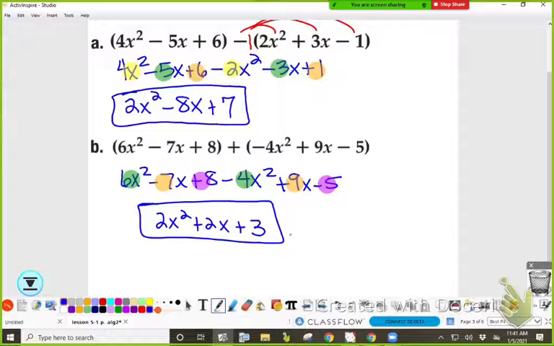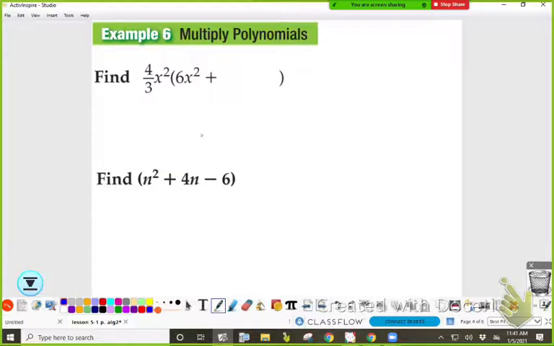Flip your note packet over, we're going to start multiplying. I have 4/3 x squared times 6x squared plus 9x minus 12. Fill that in on your notes. Anybody have their calculator out, or the computer on? Okay, this is the distributive property. You're multiplying. Are we ready? We're going to take 4/3 x squared times 6x squared. So 4/3 times 6.